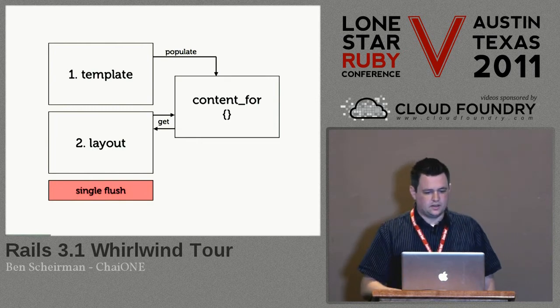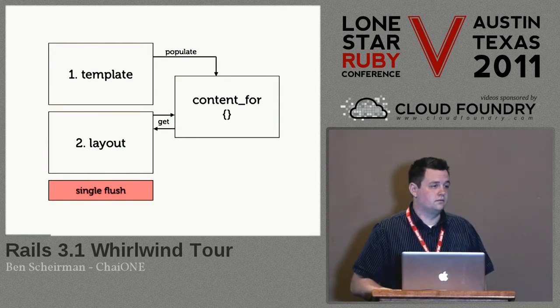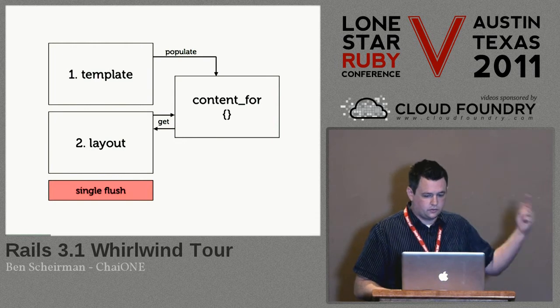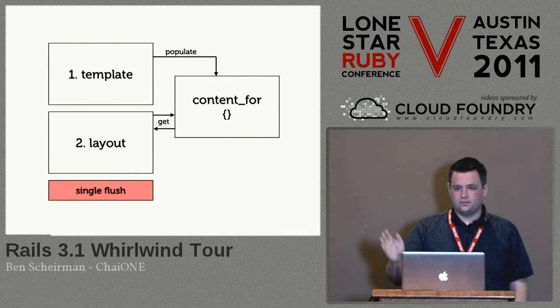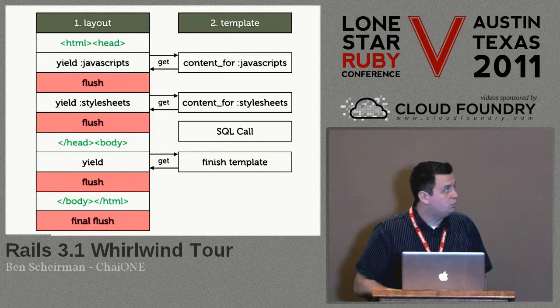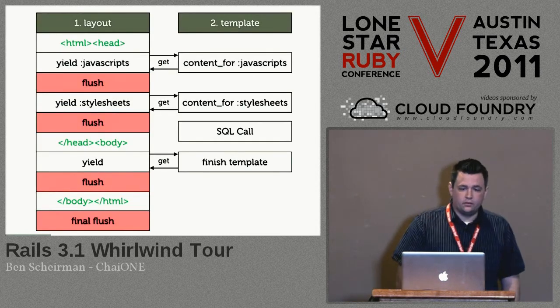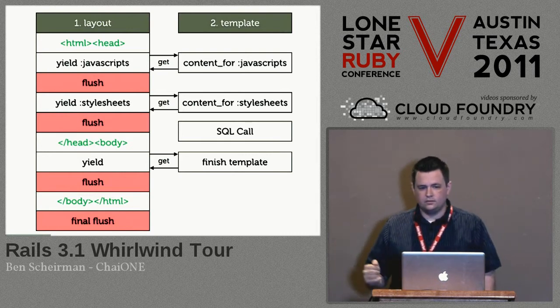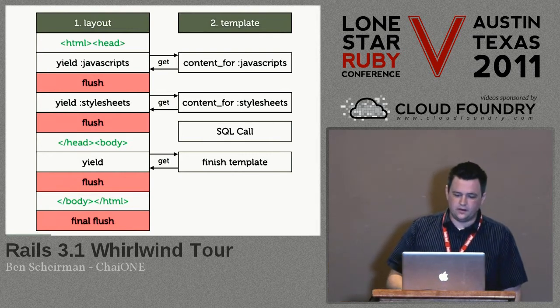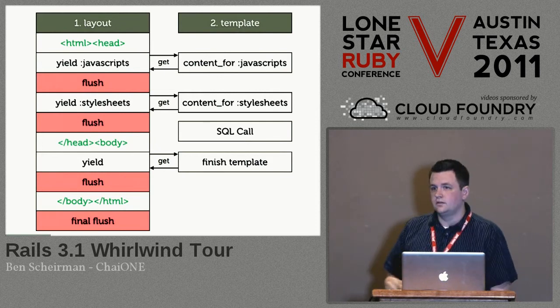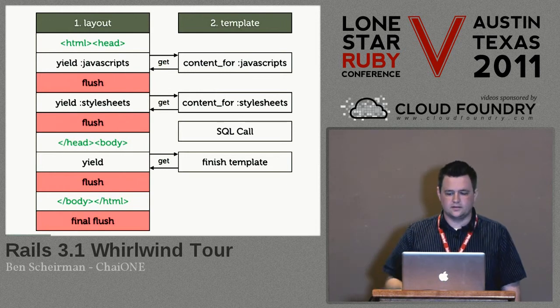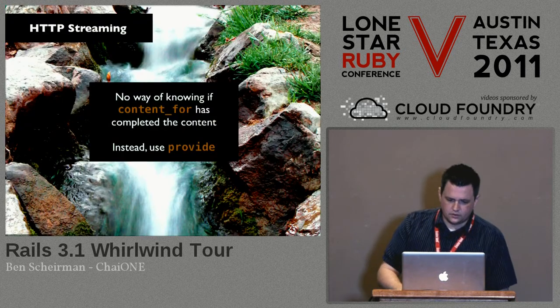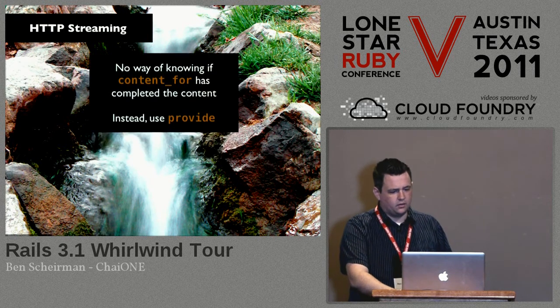So this diagram is an example of how it is in pre-Rails 3.1, where it just goes through this entire loop. The layout gets the content for each one of these sections, and eventually it finishes, and then we can flush it. But here is what we want to do. We want to have periodic times when we flush the content to the client. And so we need a way of providing content for named sections where once that content is provided, we can mark that section as done and send it. So for that, we want to use a new thing called provide.